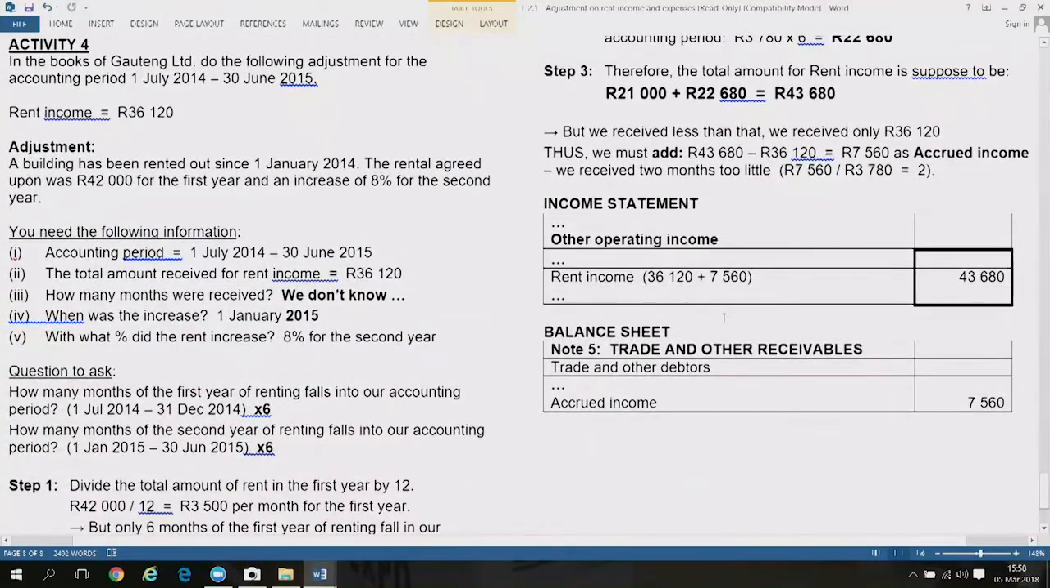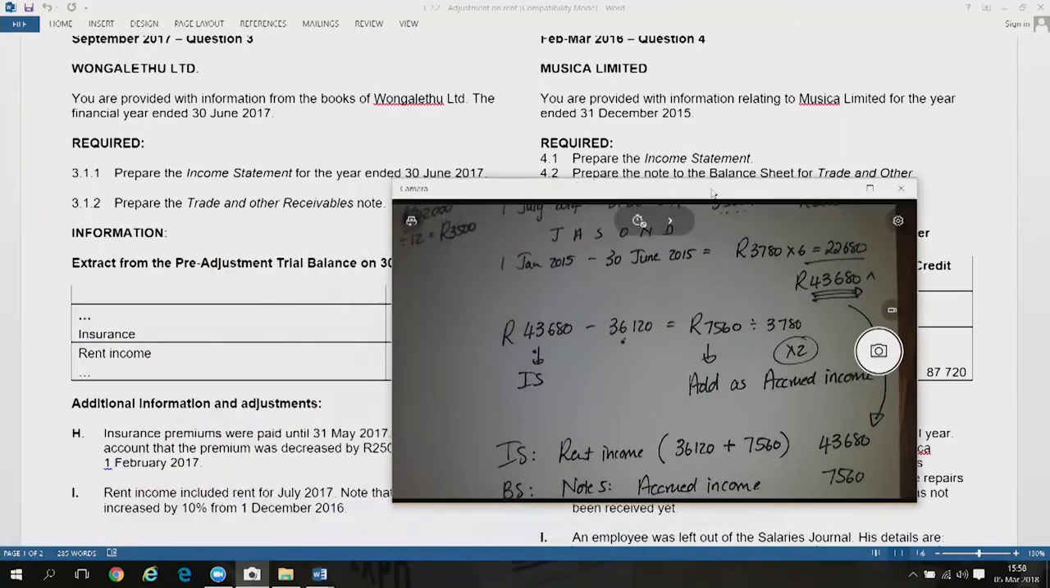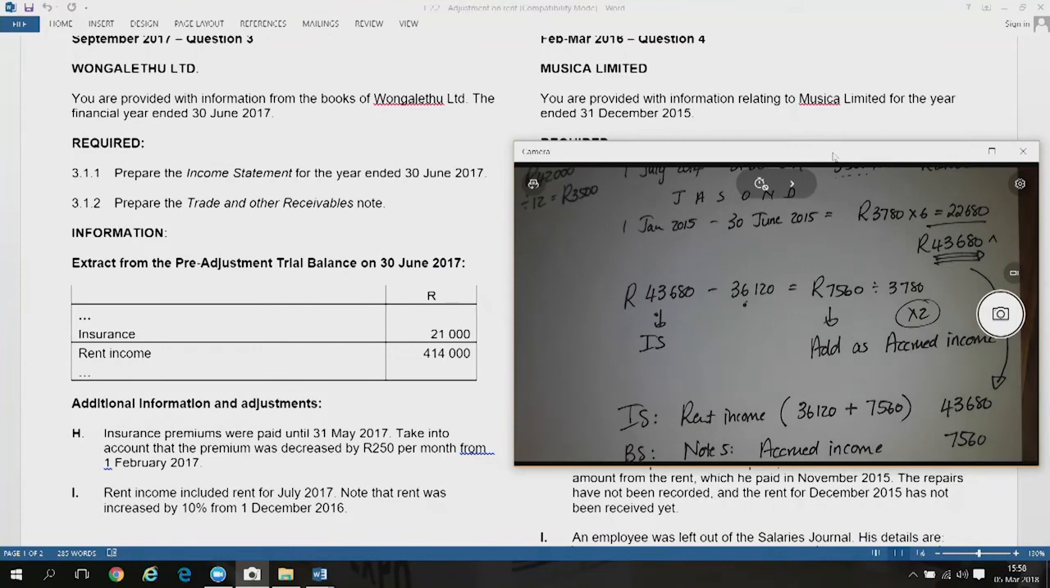And there is activity number 4. Okay, that was where I wanted to explain it to you. I've got 2 previous accounting papers here. The first one was September 2017. I just want us to quickly do the 2 adjustments, because it's really not supposed to be difficult. So please work with me there.